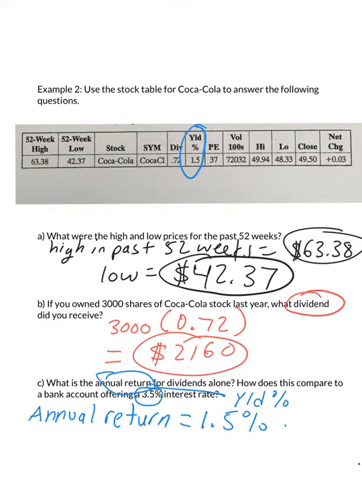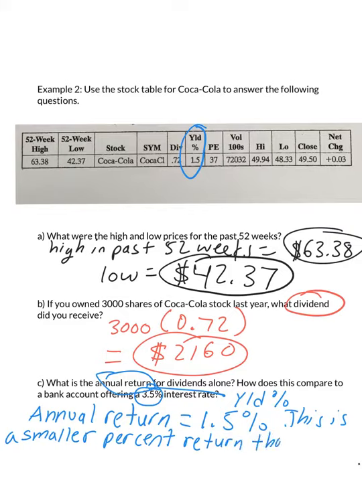Well, just simply compare the numbers. Clearly 3.5% is larger than 1.5%, so you would have gotten more money had you chosen to invest in the bank account rather than in the stock, this particular stock anyway. So I'm just going to write, it's a smaller, because it says how does this compare? So it's a smaller percent. This is a smaller percent return than the bank account.